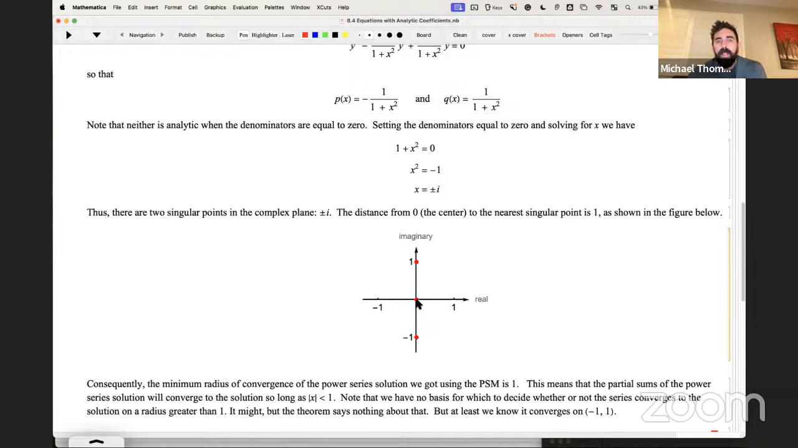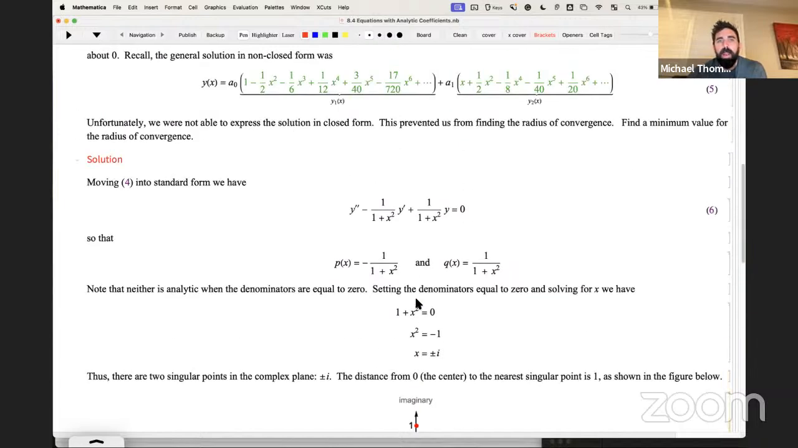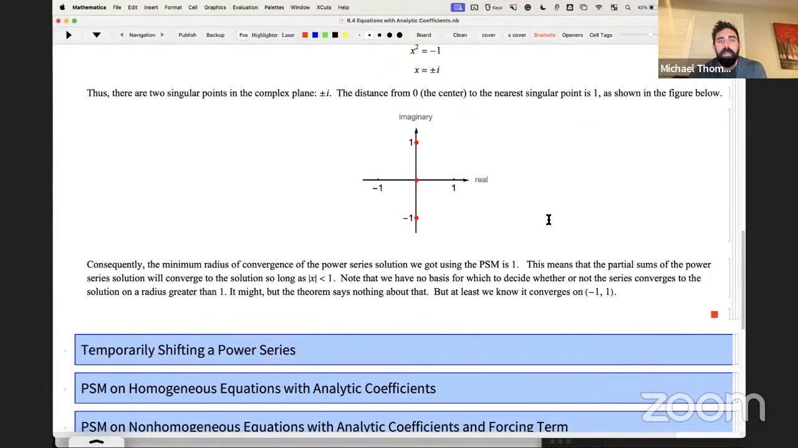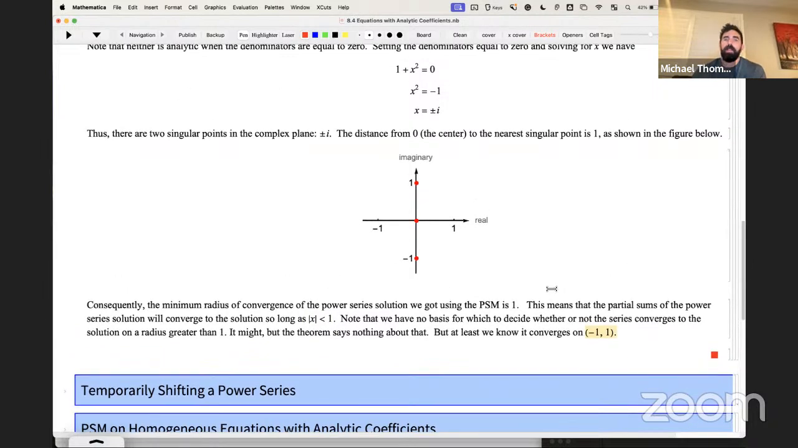So what does that mean? That means that the radius of convergence for our power series solution here is at least as big as 1, right? That's the minimum it can be. So that means that all the partial sums of the series will converge so long as we're in this interval, which is the same as that. So it's something. Then you could pass it off to the engineer and say, okay, you're safe to use this thing as long as you're in this interval.